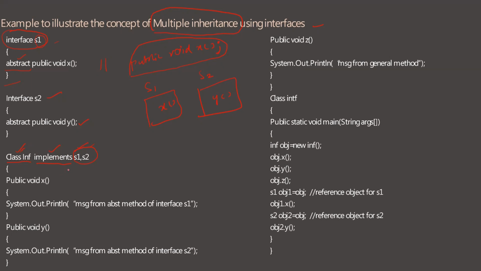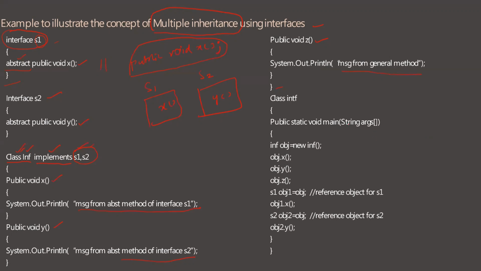So what I have done here: in this derived class, whatever the function declared in S1, I'm creating a definition for it. I'm just printing out a message from the abstract method of interface S1. In the same way, I'm defining your public void y, with the message from the abstract method of your interface S2, right? And this is a normal method of your derived class INF, where you're just printing a message from the general method. Okay, and you have closed this.